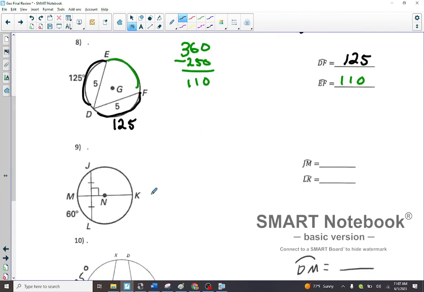Next one. If this is 60, JM, which follows the same rule as the chord, is 60. And then KL, or LK, over here, this is a semicircle, right? So if this is 180, a semicircle, and this is 60, this must be the leftover. 180 minus 60 is 120. So it's 120.